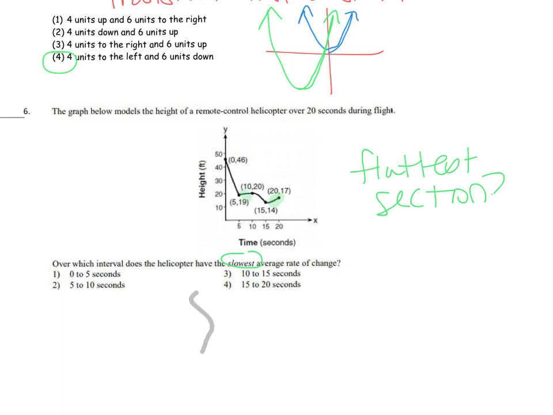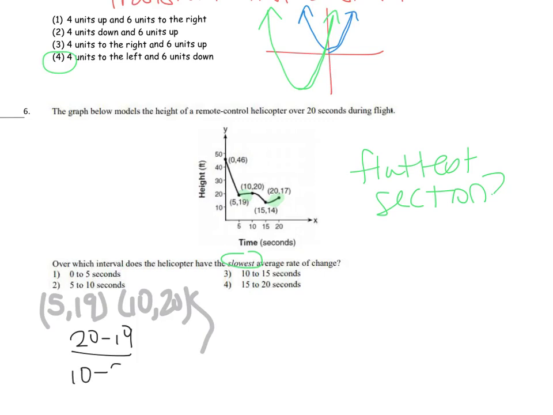All right, we have 5, 19. So from 5 to 10 seconds. So I'm going to do my y2 minus y1, 20 minus 19 over 10 minus 5. I have 1 over 5. That is 0.2. That is an average rate of change of 0.2.